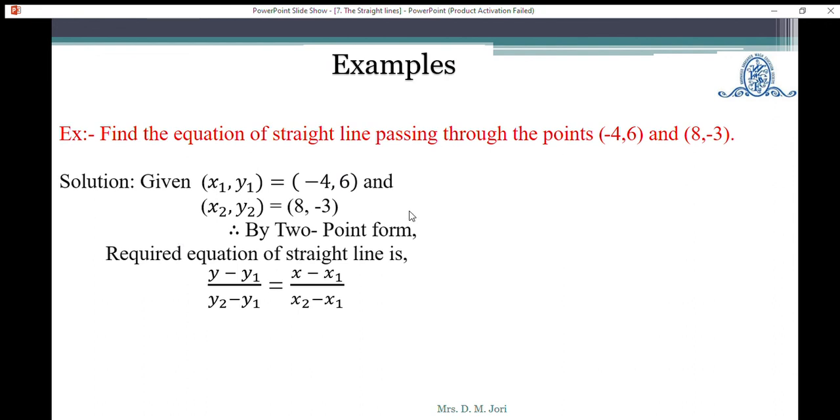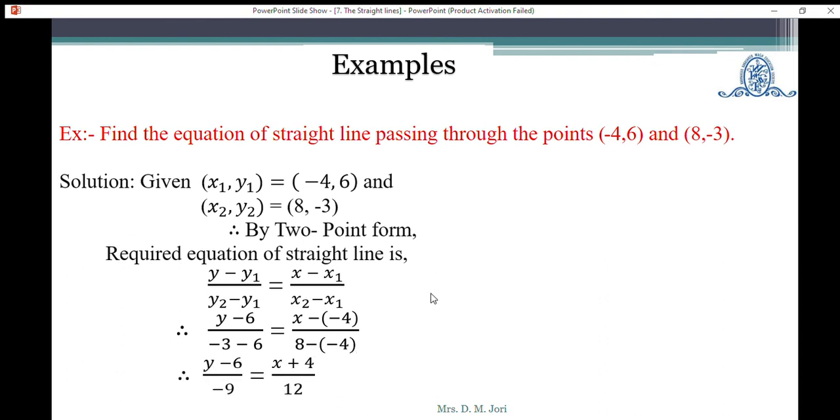Then write the two-point form, the standard formula. It carries marks, so you have to write it, and then substitute the values. Be careful with the signs. y1 is 6, y2 is minus 3, so y minus 6 upon minus 3 minus 6. On the RHS, x minus x1, where x1 is minus 4, over x2 minus x1, x2 is 8, so 8 minus of minus 4. Put brackets to avoid silly mistakes. The denominator on the left is minus 9, on the right 8 plus 4, that is 12. So y minus 6 upon minus 9 equals x plus 4 upon 12.